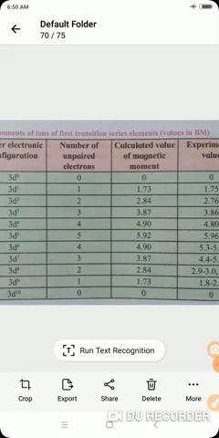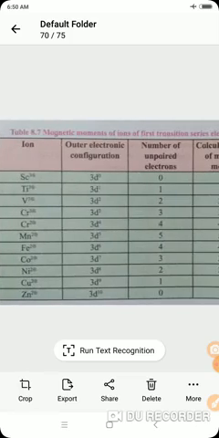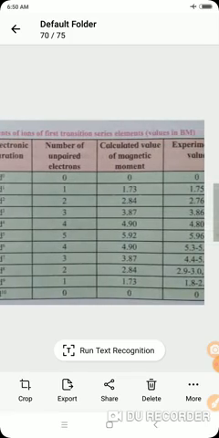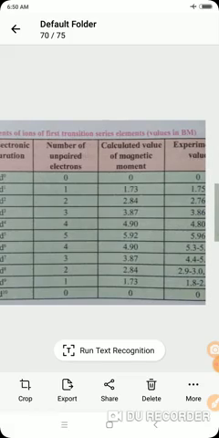1.75. Next, the vanadium ion V3+, its outer electronic configuration is 3d2, as the d orbital contains 2 electrons, so its number of unpaired electrons is 2, and its calculated magnetic moment is 2.84, and the experimental value is 2.76. There is a very slight difference.